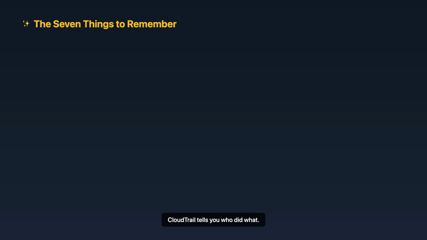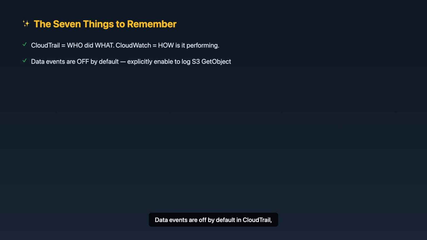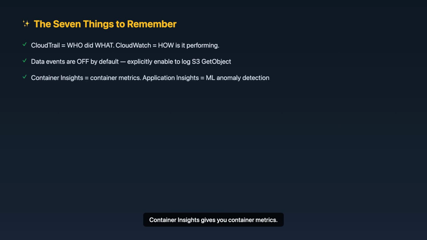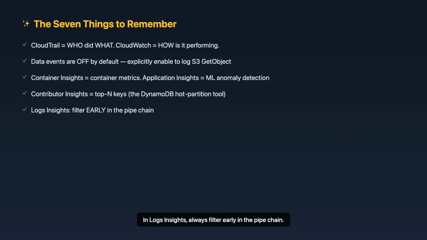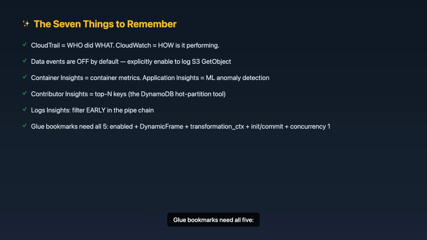7 things to lock in. CloudTrail tells you who did what. CloudWatch tells you how it's performing. Data events are off by default in CloudTrail, so explicitly enable them whenever the scenario mentions S3 object access. Container Insights gives you container metrics. Application Insights does machine learning anomaly detection on application stacks. Contributor Insights surfaces top-N keys, classically for DynamoDB hot partitions. In Logs Insights, always filter early in the pipe chain. Glue bookmarks need all 5.